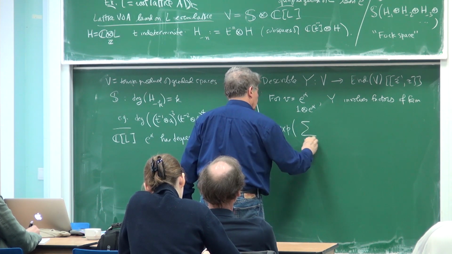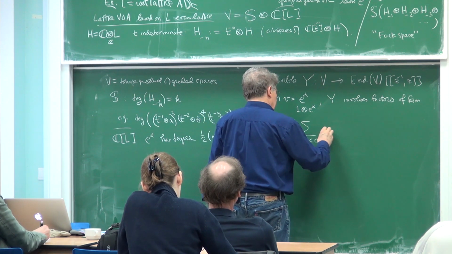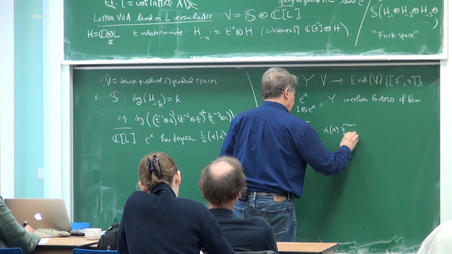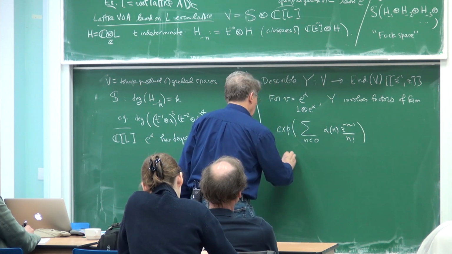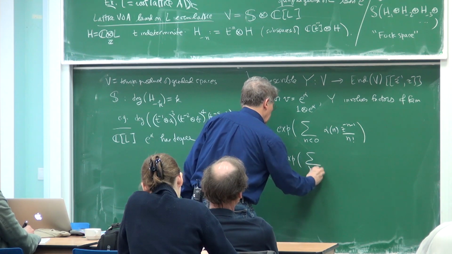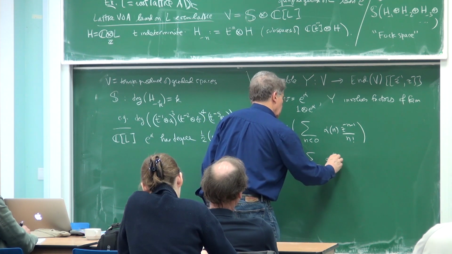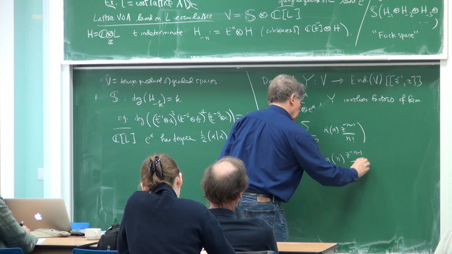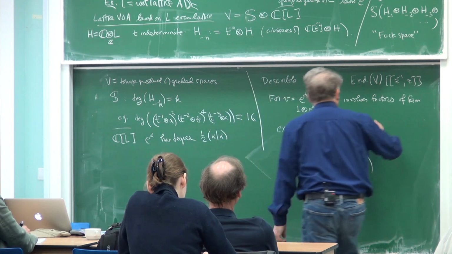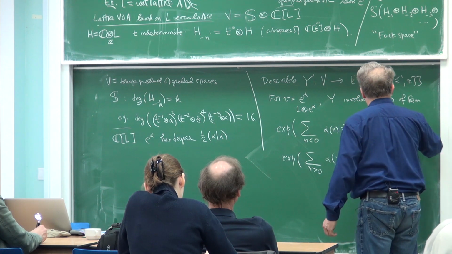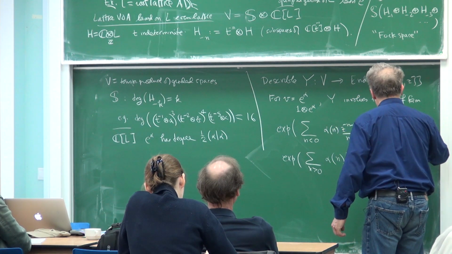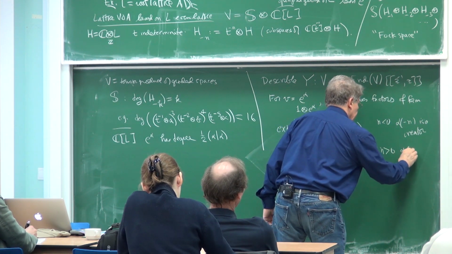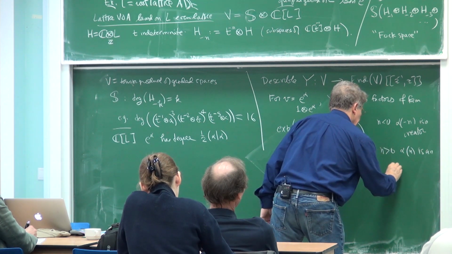exponential of sum n less than 0. Let me get this right. Alpha of n, z to the minus n minus 1 over n factorial. I probably have a sign wrong here someplace. And if n is less than 0, alpha of minus n is a creator. And if n is bigger than 0, alpha of n is an annihilator.